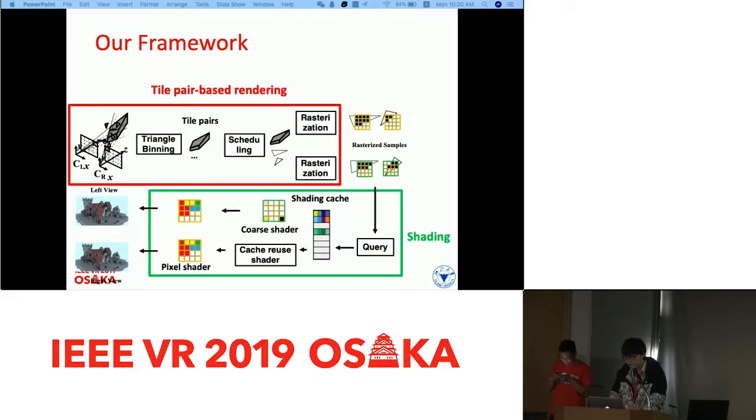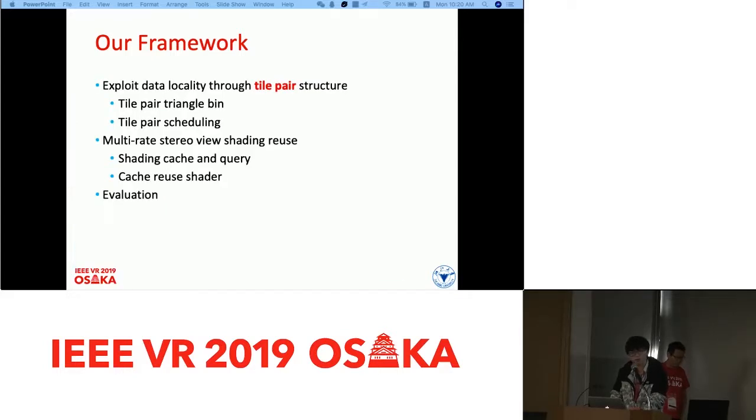Based on these observations and motivations, we bring our adaptive multi-rate dual shading pipeline. Here's its overview. It mainly has two new designs. First, we try to exploit data locality through a Typehair-based rendering. Second, we use a cache-based scheme to reuse shading results between dual views. In the following of this talk, I will first introduce the Typehair-based shading and then discuss the shading reuse in dual views. Finally, I will show some evaluation of our pipeline.